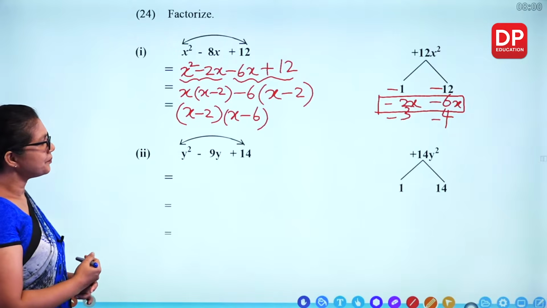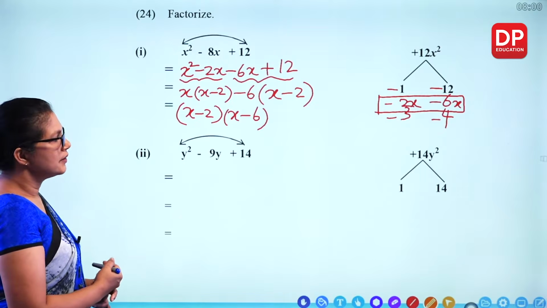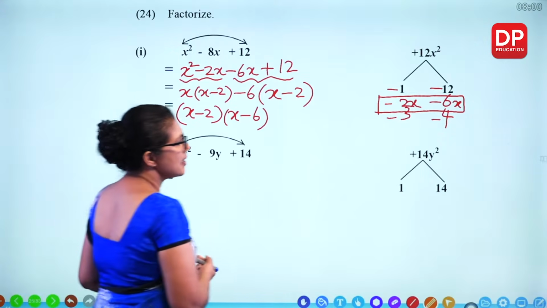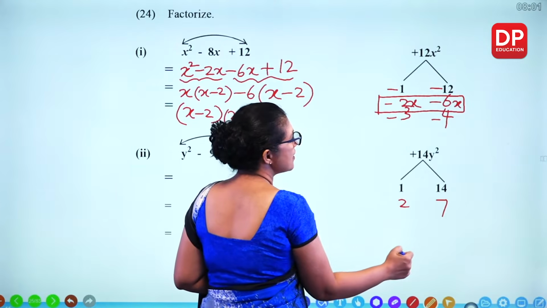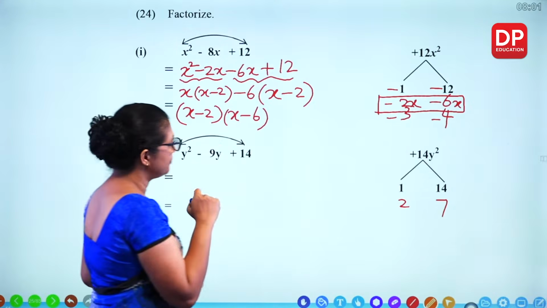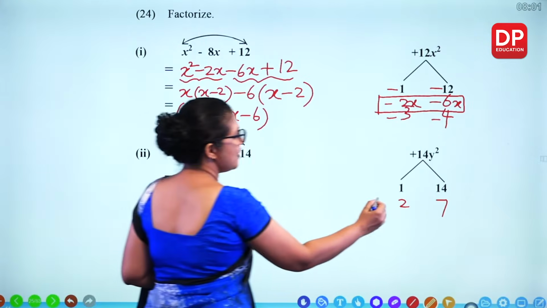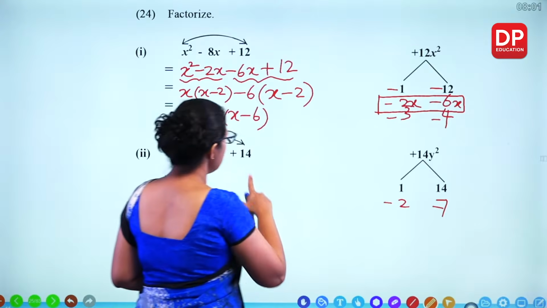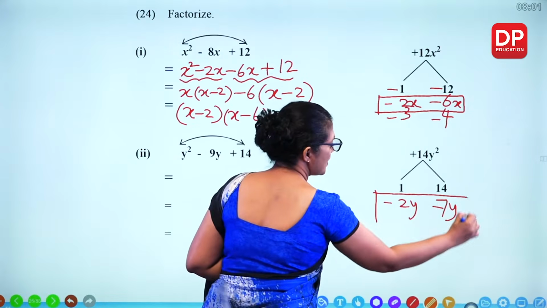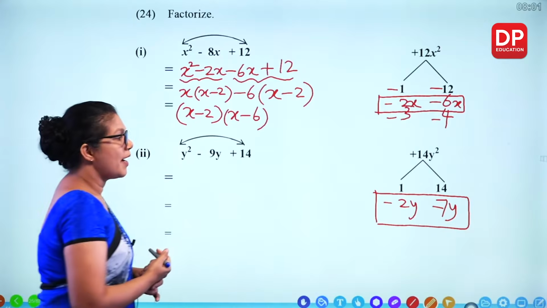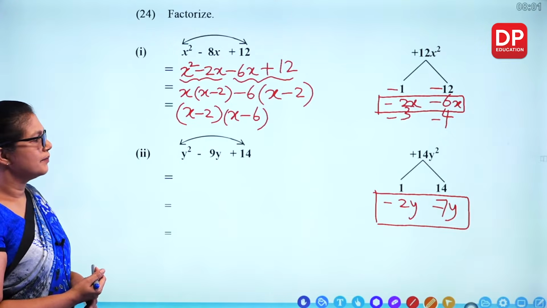This one. Plus 14y squared. 1 and 14. And what are the other factors? 2 and 7. That's all. Middle term is minus 9. Definitely we know that both should be minus, and to get y squared, this should be both y's. So minus 2y times minus 7y, you get 14y squared.